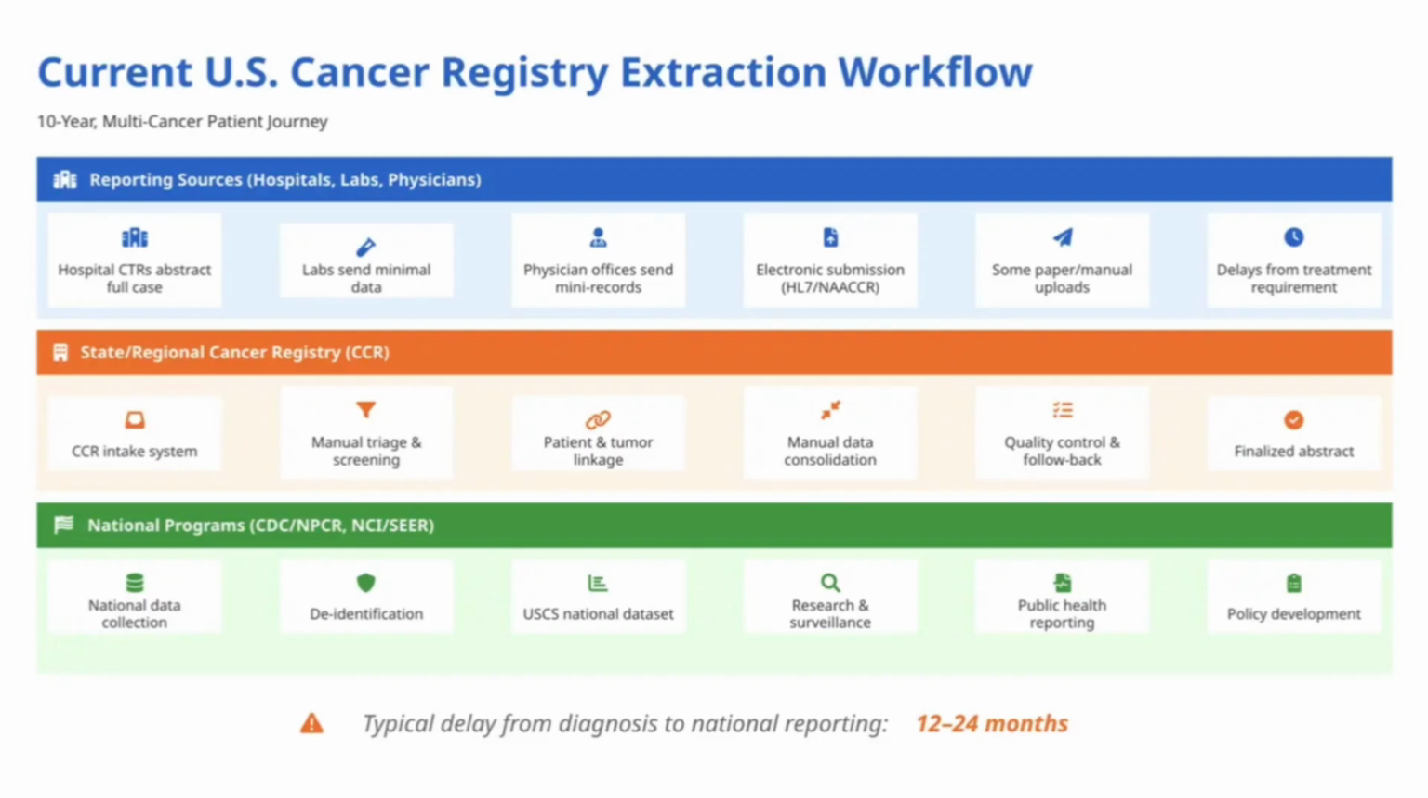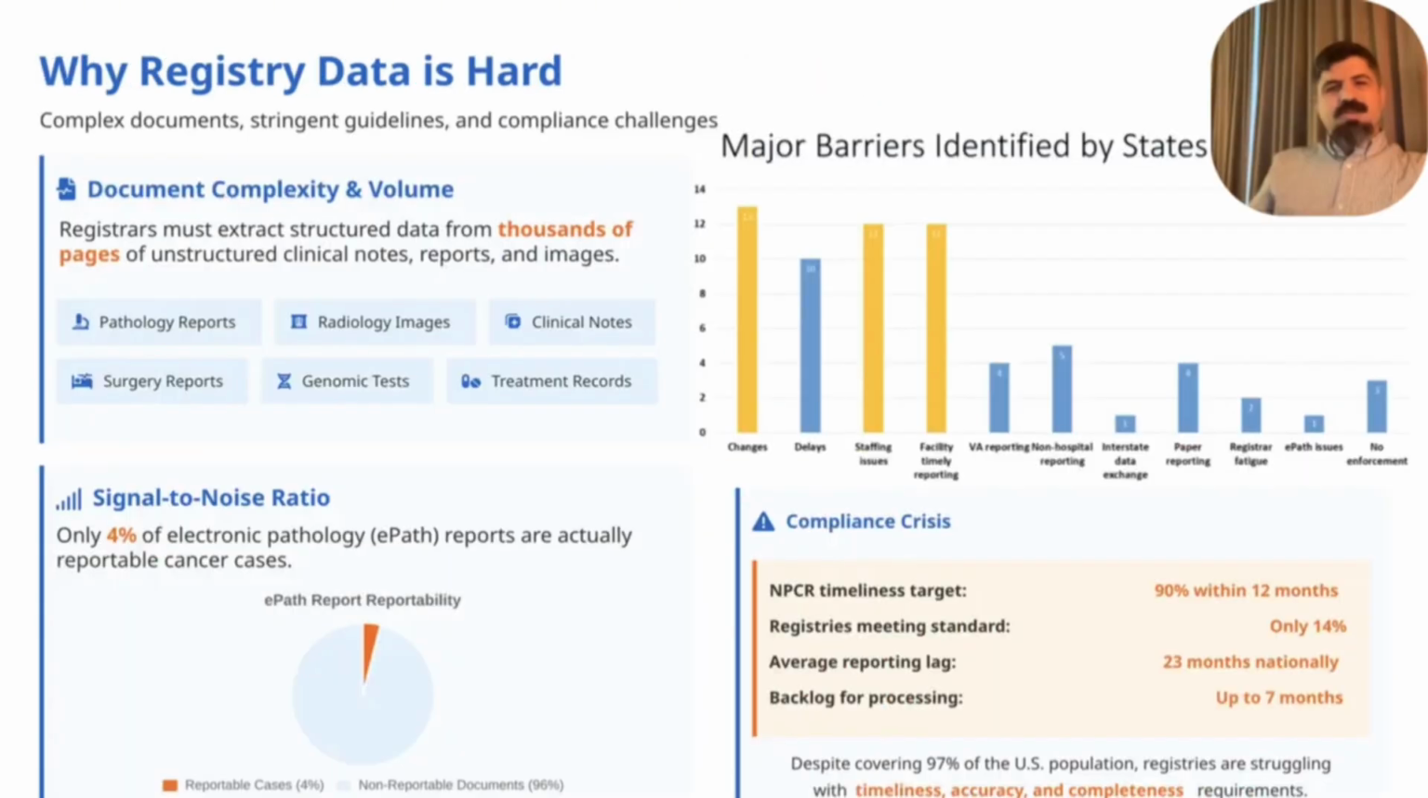So let's talk about why this work is so challenging. Registrars have to read through everything, because they are the ones owning the data, the first stage to process it. They need to read everything: pathology reports, clinical notes, surgery reports, radiology images, genomic results, and so on. And they try to pull out just the structured data fields that matter.